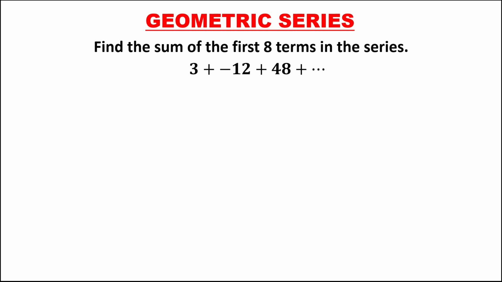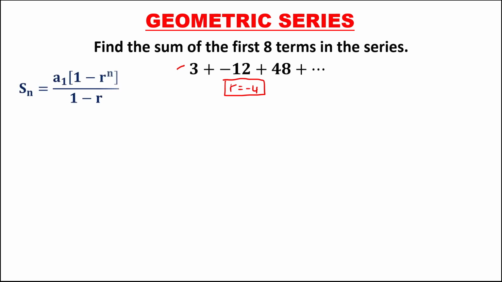So for this problem, to find the sum of the first 8 terms in the series, now observe that this given one is a geometric series and the common ratio is -4. So we have 3 times -4, that's -12. And -12 times -4, that's +48.